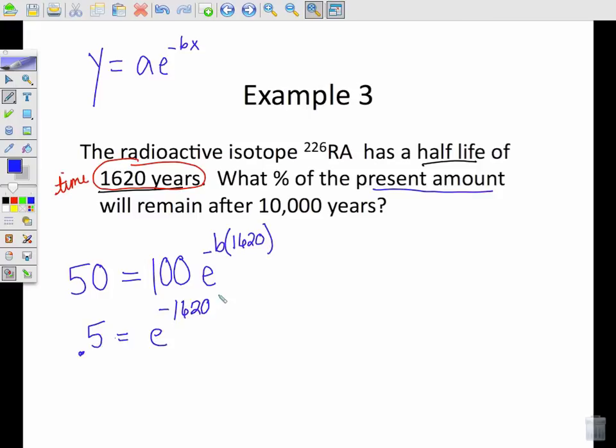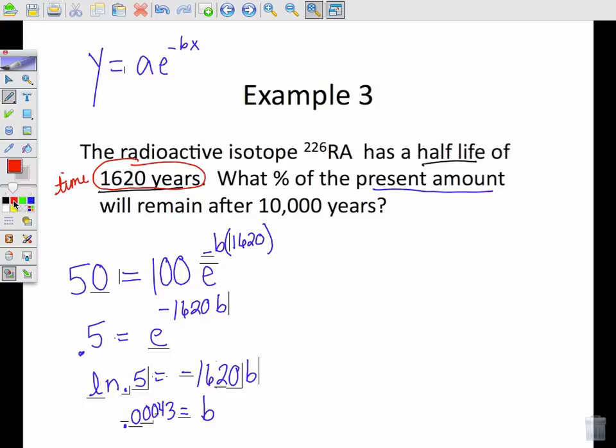Divide by 100, you get 0.5 equals e to the negative 1620b. Got to find b. Natural log of 0.5 equals negative 1620b. So as I solve this for b, dividing by the time there, and also including the negative with it, you're going to get a value of 0.00043.